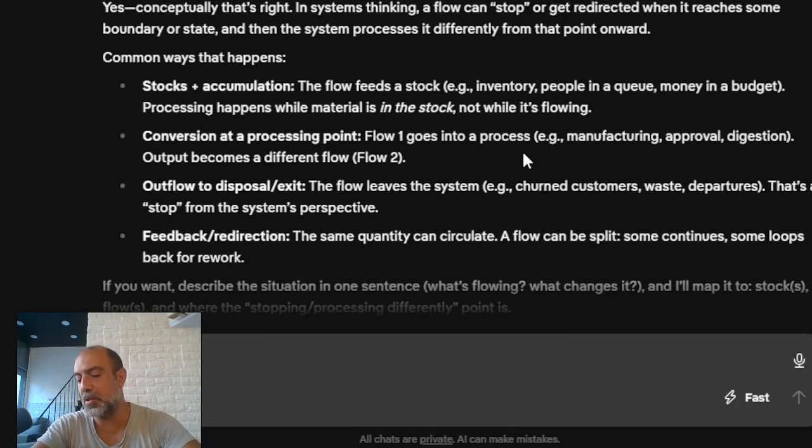But in between the stock and a flow, there's basically a conversion system, a processing point, and at the end of it, there's kind of like a feedback loop. It's a redirection, right? So there's a stock of something, which is basically data, and it goes somewhere in the enterprise.